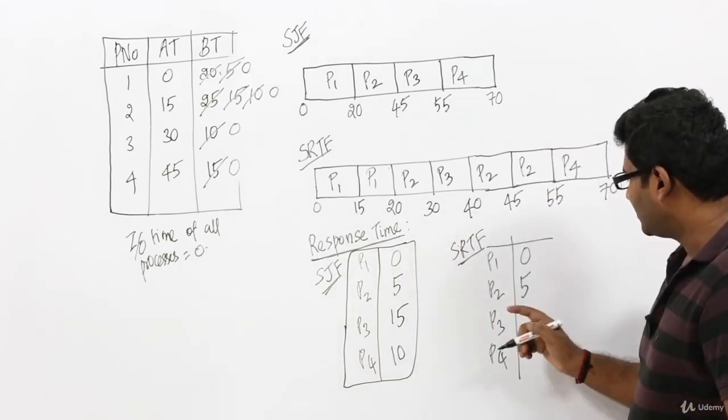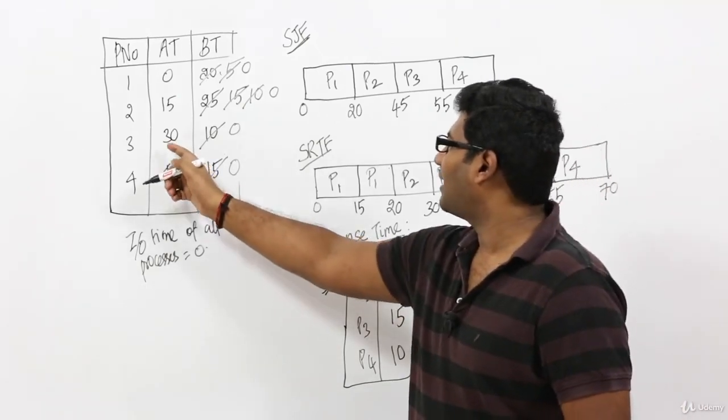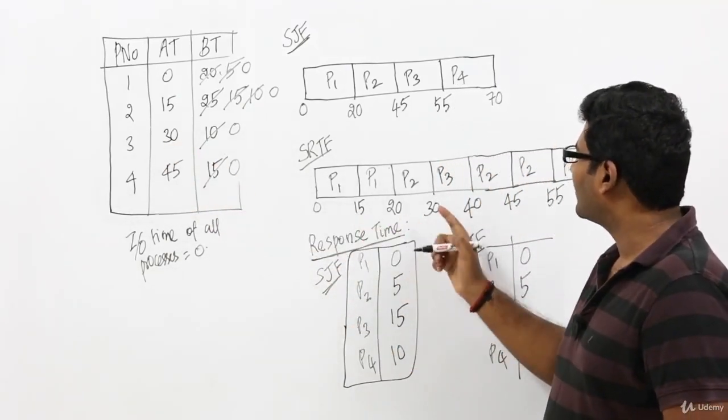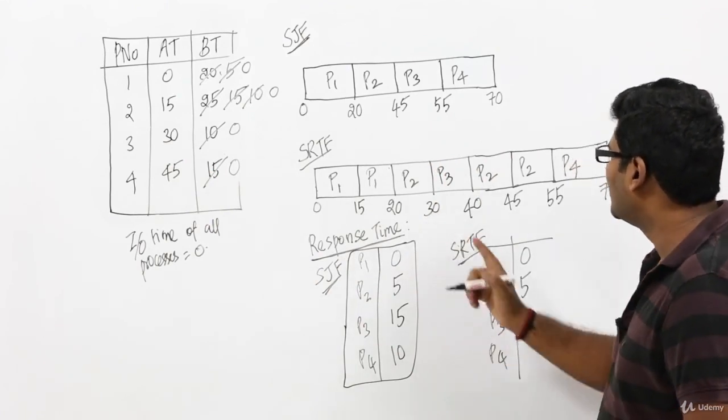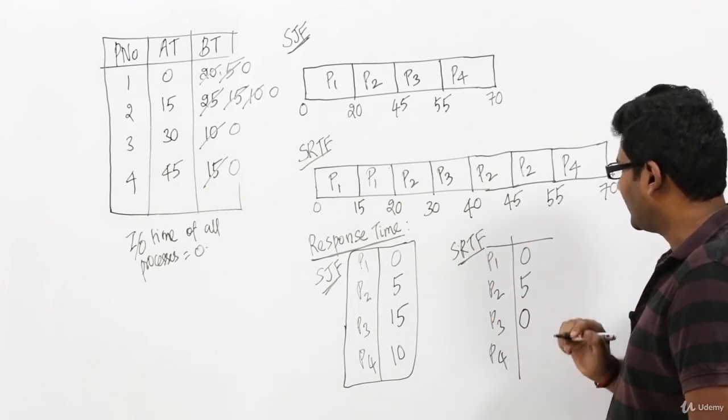Now let's see the response time of P3. P3 has arrived to the RAM at time unit 30 and it hasn't waited for any time. Once it came to the RAM, it straight away got the CPU. So its initial waiting time, which is nothing but response time, is 0.